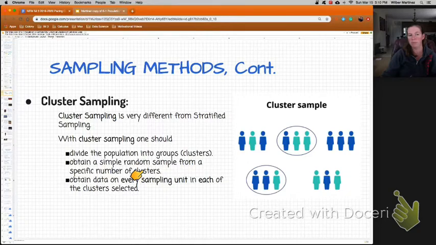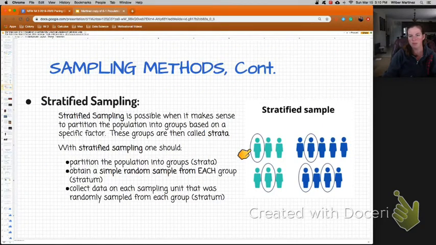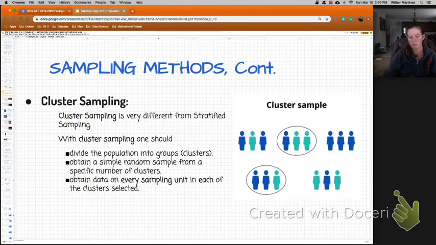So here's what I mean by that. On the previous one, we chose a couple people from each group, from each strata. On this one, instead of choosing a couple people from each cluster, we're choosing the entire cluster. So you separate people based on these different qualifications or different characteristics, and then you sample everyone in the cluster at random. So you randomly choose clusters and sample everyone in that cluster. So that's a little different than stratified sampling.